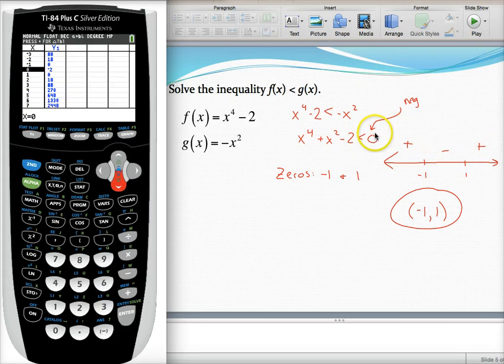So what I'm looking for is when this graph is below 0, when it's negative, in other words. So the one interval that the graph was negative was between -1 and +1. And because I don't want to be equal to 0, just less than 0, I've included parentheses to say that 1 and -1 are not solutions, just numbers that are really, really close to -1 or +1.